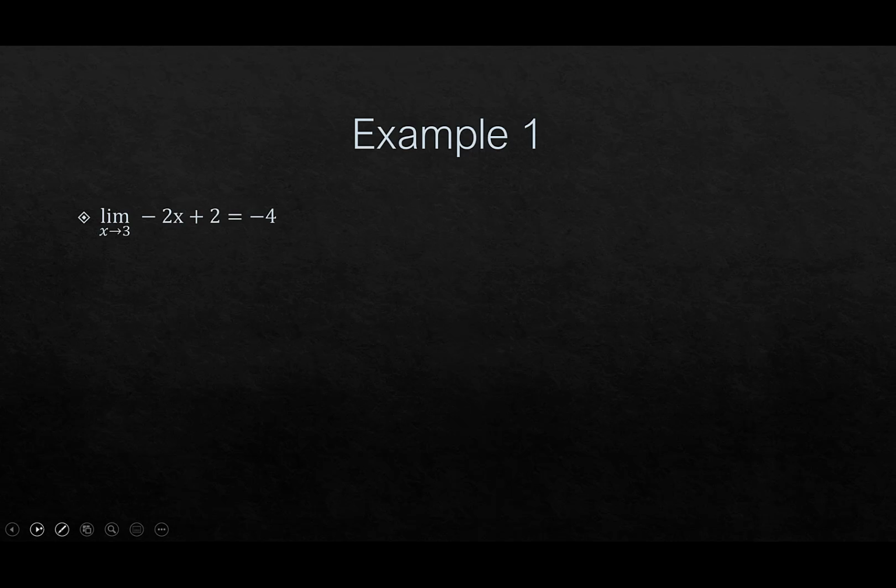All right, so our first example today, we're going to prove that the limit as x approaches 3 of minus 2x plus 2 is equal to minus 4, okay, which if you just substitute using the direct substitution property, you should see that, yeah, that's for sure the limit, right? And if you graph it, you should see that pretty easily too. Now, how do we actually prove it though?